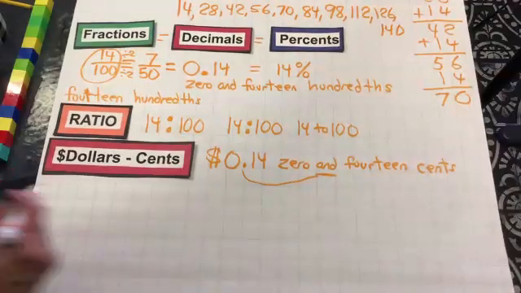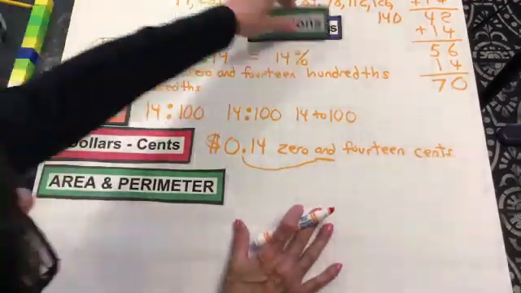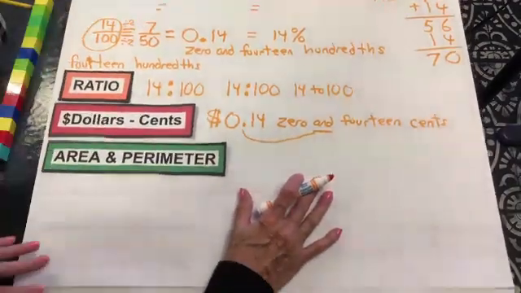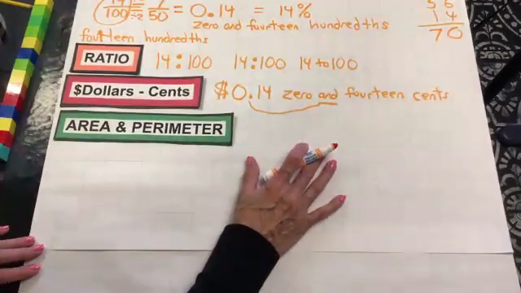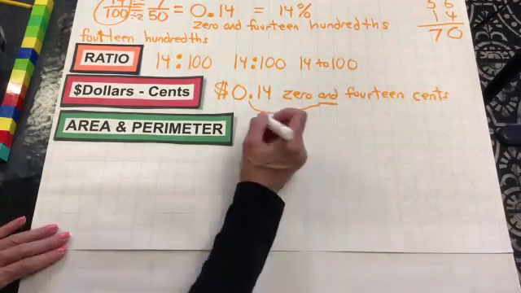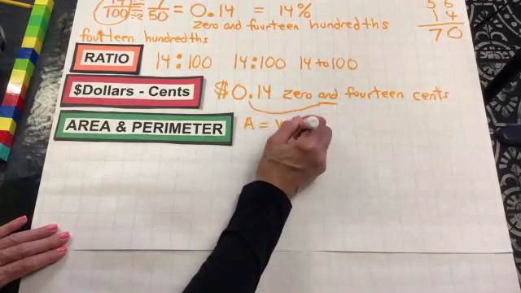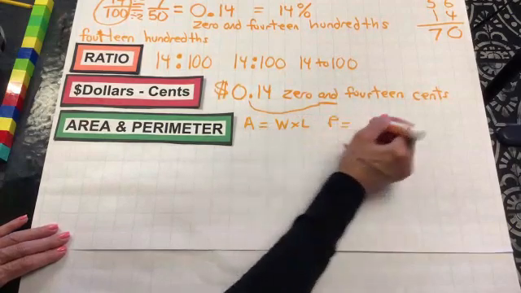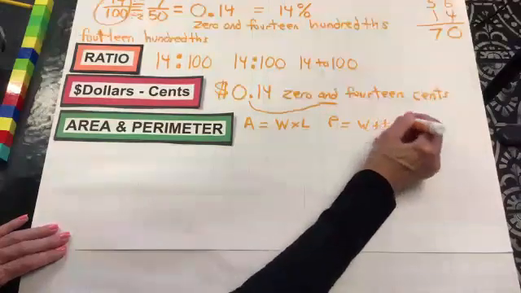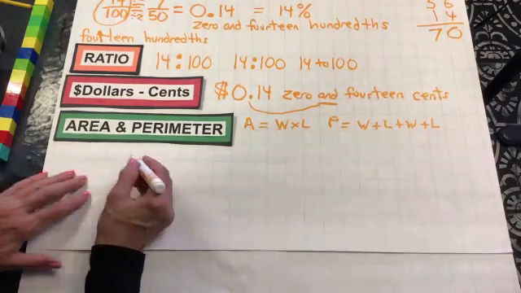All right, let's go on to area. And remember, we're just drawing rectangles. Doesn't have to have equal parts. This just gets too crazy. So we're talking area equals width times length, and perimeter equals width plus length plus width plus length. So let's go ahead and do this one.